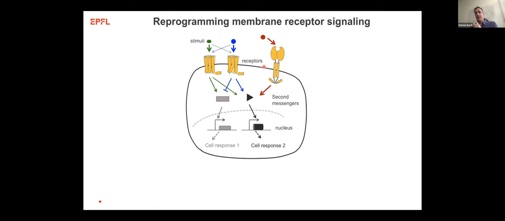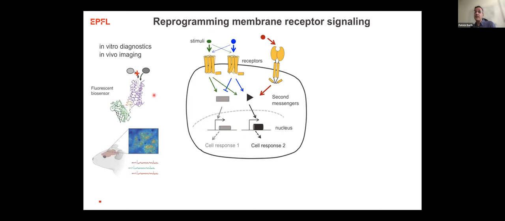Just to mention three possible applications. For example, if we could design biosensors with very high binding selectivity to a particular ligand and very high sensitivity, then we could perform, for example, high precision in vitro diagnostics or in vivo imaging.